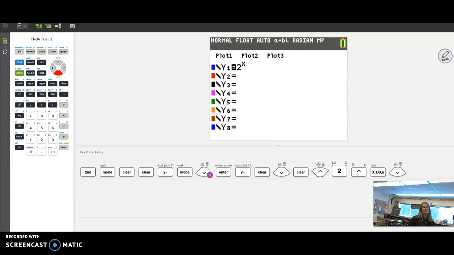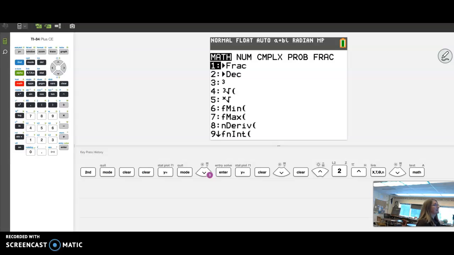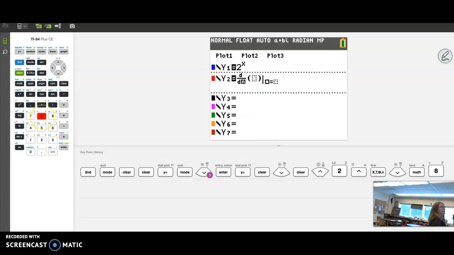So in my calculator, I put y1 equals 2 to the x, and I am going to graph that along with its derivative. And if you haven't done this before, you can follow along with me. Click on the math button, and we're going to find the derivative, and we're going to graph it. That derivative we're going to get from nDeriv, the n stands for numerical derivative.